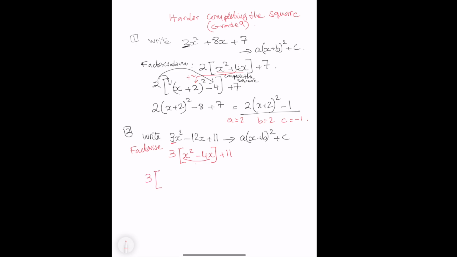So 3 brackets, and remember to complete the square of x squared minus 4x, we open bracket and we put x, and then we halve the 4, divide by 2, and then we square, and then we minus this number squared, 2 squared. That's how we did it before. So it will be x minus 2 squared minus 2 squared, which is 4.